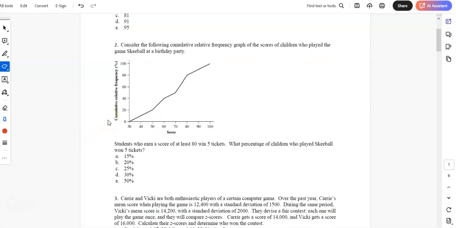Consider the following cumulative graph. Students who earn a score of at least 80 win 5 tickets. What percentage of students who played skee ball won 5? So the score is at least 80. So all of these folks are at least 80. So how often does that happen?